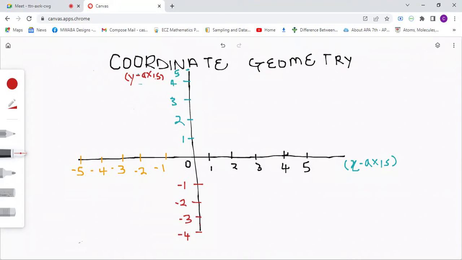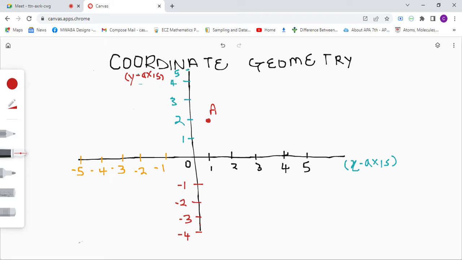represents the y-axis. Okay, so here we're going to learn how to identify points on the Cartesian plane. Then after we do that, we're going to learn how to find the length of a straight line between 2 points. Okay, so let's say our first point is this point here. We'll call this point A.